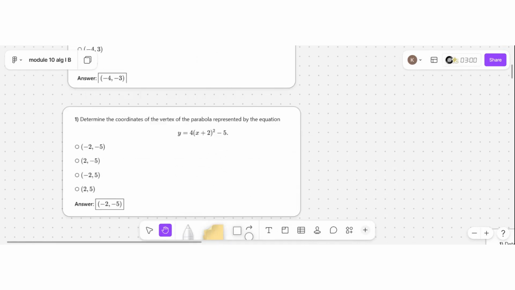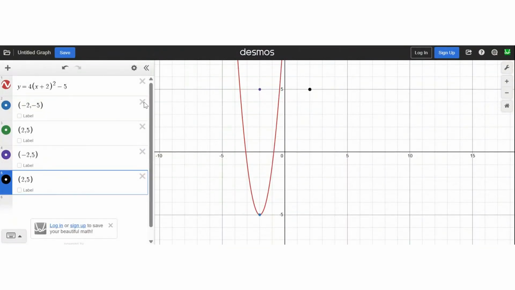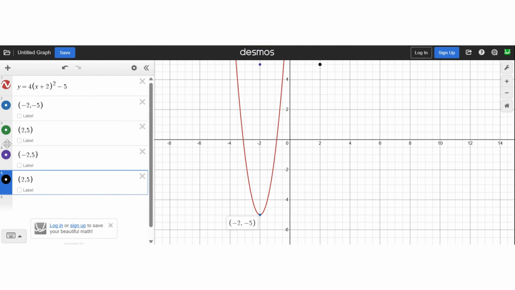Last one, again, it's asking for the vertex. So just showing you how to do it again. Pause the video, type this in yourself so you can practice. Again, it shows up as the blue dot, and the blue dot over here represents (-2, -5). So that's how you can use Desmos to find the vertex.